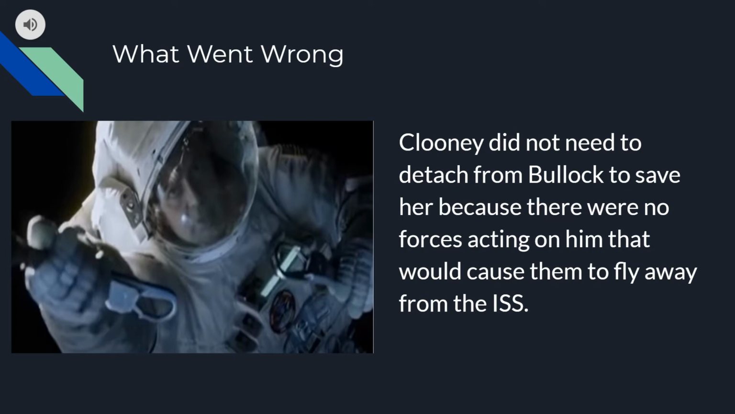When all three objects are traveling at the same speed and in the same direction, they're traveling as one system. There is no outside external net force pushing George Clooney away from the ISS, and therefore the cord should not stretch and he should not fly off in the direction he did. In the following segments, we'll prove what should have happened and how to set this scene up so that it obeys the laws of physics.